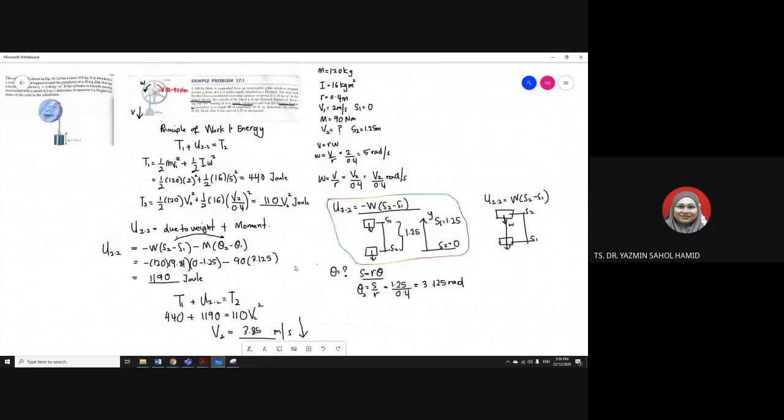Alright, so that is how to answer a question on a body that is related to work and energy. Okay, now we're going to move on.